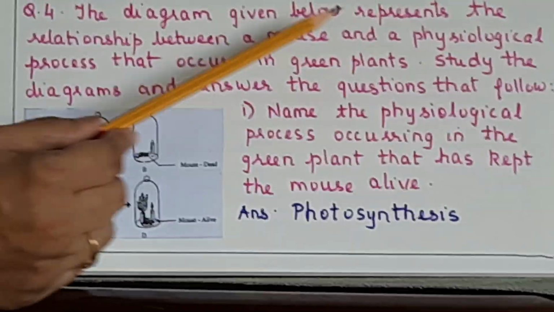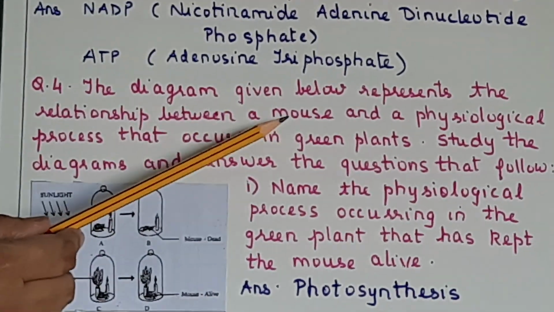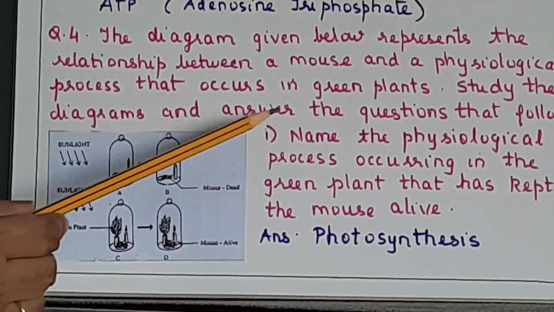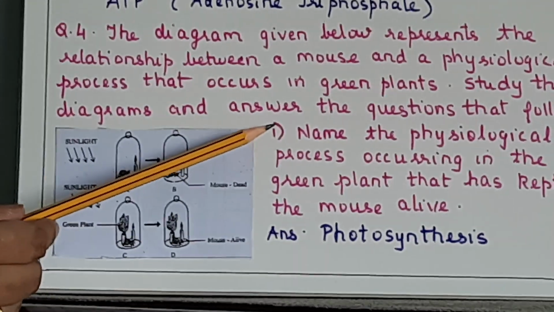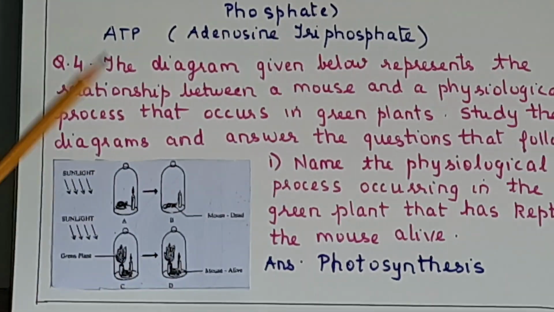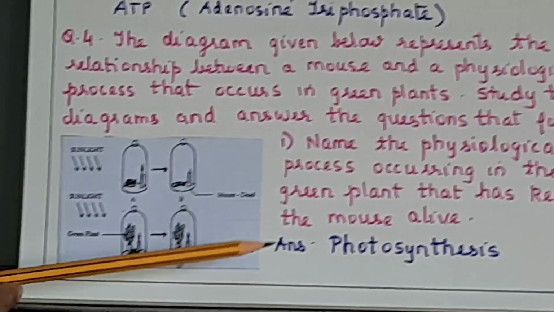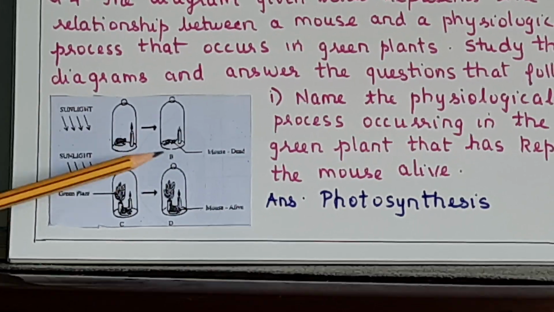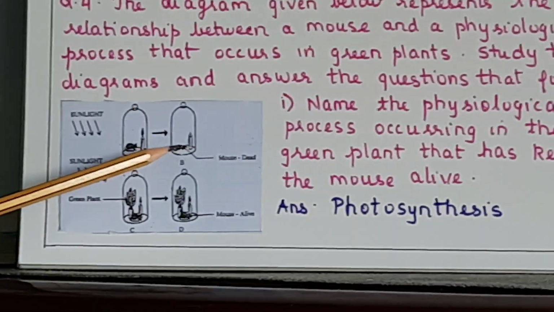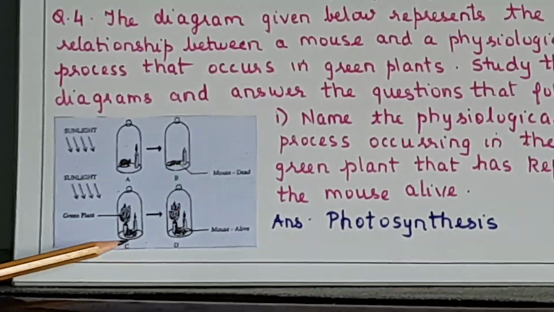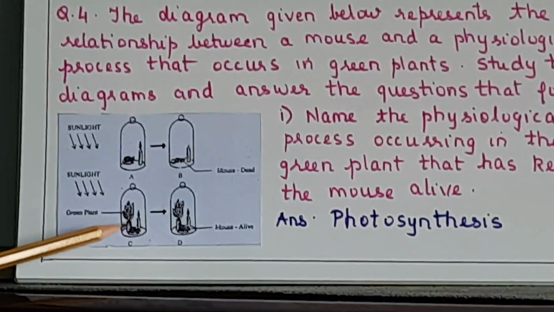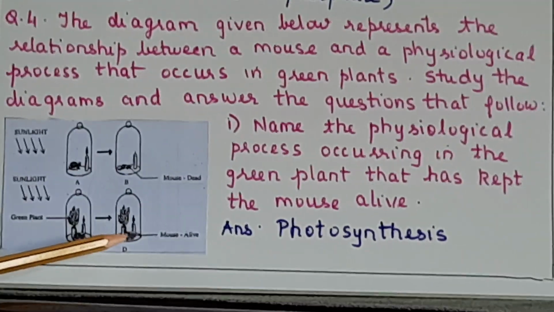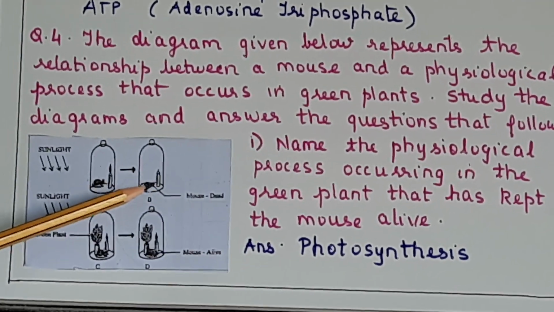The diagram given below represents the relationship between a mouse and a physiological process that occurs in green plants. Study the diagrams and answer the questions that follow. First, name the physiological process occurring in the green plants that has kept the mouse alive. So naturally it is photosynthesis. So you see in this bell jar, a mouse is there, a candle is there. In this B bell jar, the mouse has died and the candle has extinguished. In C you have a green plant, candle and mouse, and in D the mouse is still alive, with the green plant and the candle.